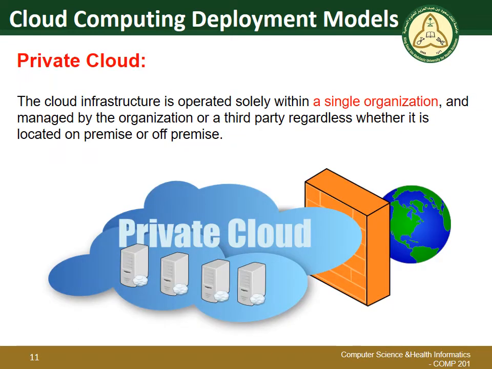The second deployment model for cloud is the private cloud, and from its name, the one who asks for this service will have ownership and control over these systems. So the cloud infrastructure is operated solely within a single organization. The organization that requests the cloud service, whether it's infrastructure, software, or a system, has full control over operating and management.